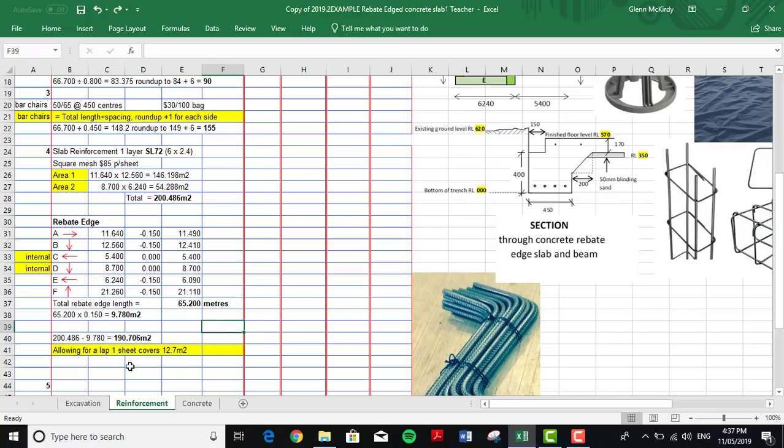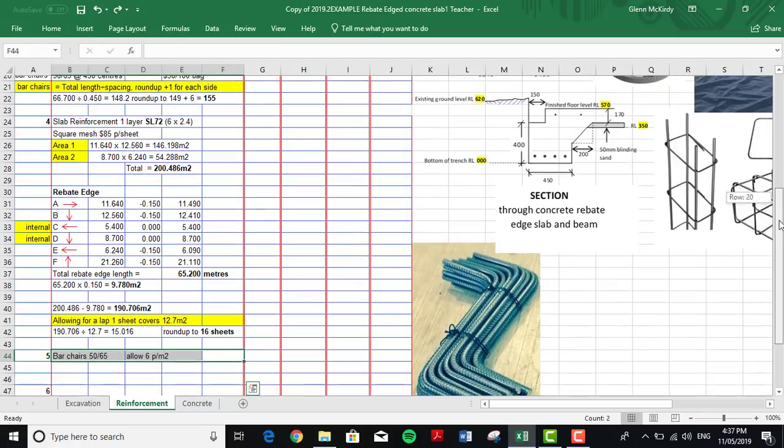And we're allowing for a lap and a little bit of waste. We're going to allow 1 sheet of steel, and the steel comes in 6 by 2.4 metre lengths. We're going to allow that it covers 12.7 square metres. Okay, so we're going to use this 190.706, and we're going to divide it by our 12.7. Gives us 15.016 sheets, so we're going to round it up to 16 sheets.